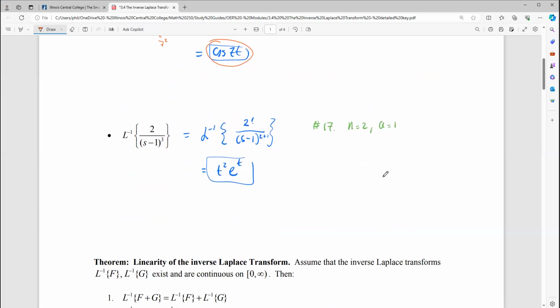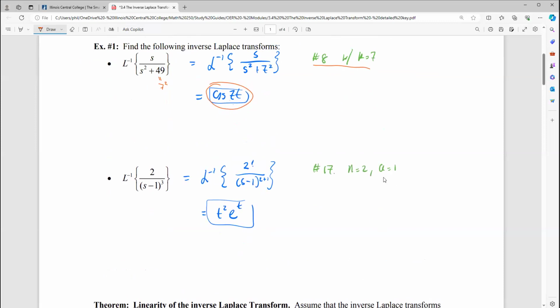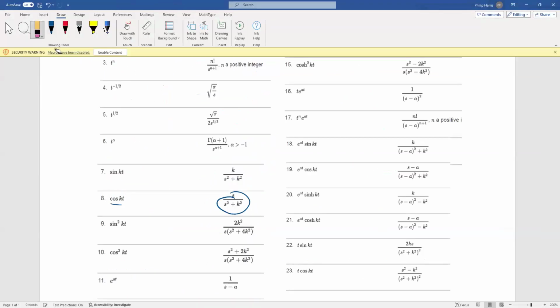The next one is also fairly straightforward, but we do need to look at it a bit more carefully. We're looking for something on the Laplace transform table that looks something like this. If I share my Laplace transform table, this time we're looking at something that looks like this. We have an s minus a to the n plus 1 with an n factorial on top, and this would be this as an inverse Laplace transform.